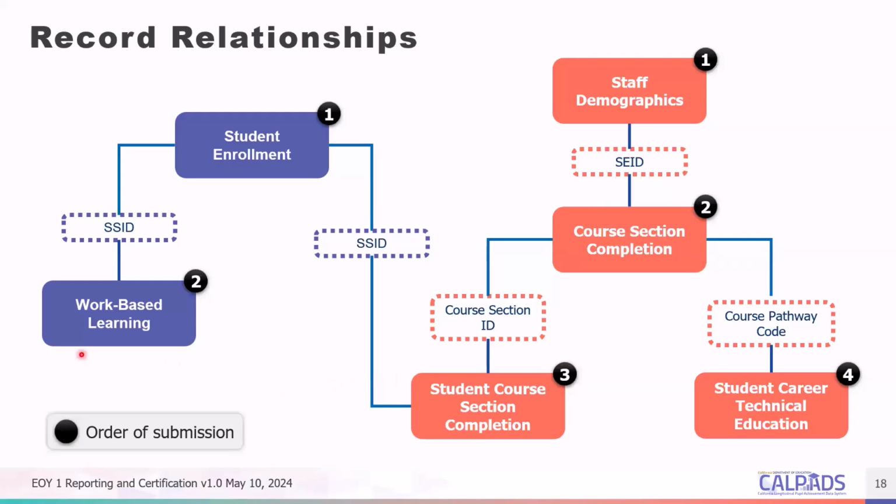And then last but not least, the work-based learning file over here on the far left may be submitted independently of the other end of year one file types. However, a student enrollment or SENR record at the school of attendance during the academic year reported must exist for the student in order to submit work-based learning data. So that is the suggested sequence for the end of year one file types and a bit of an explanation of the relationships between these file types, which is the reason for the recommended sequencing here.